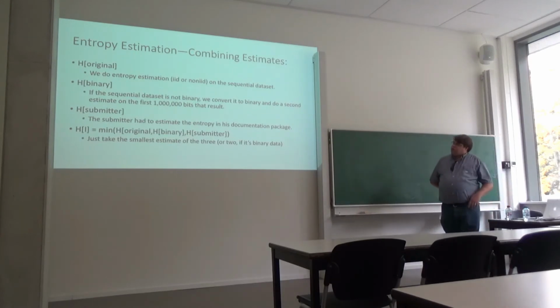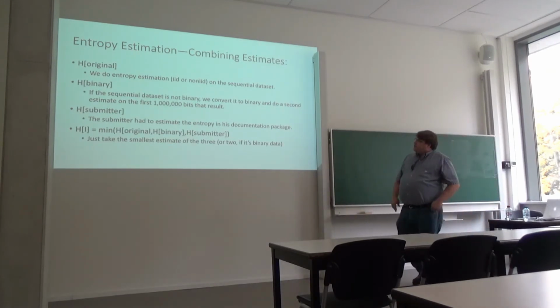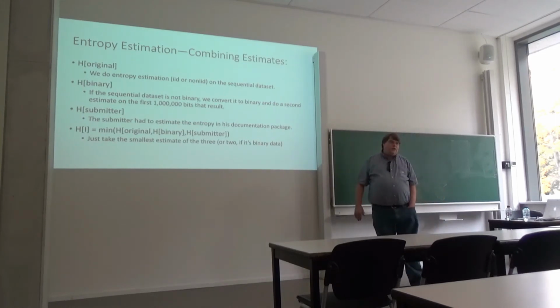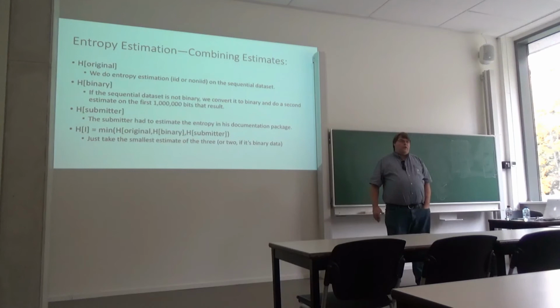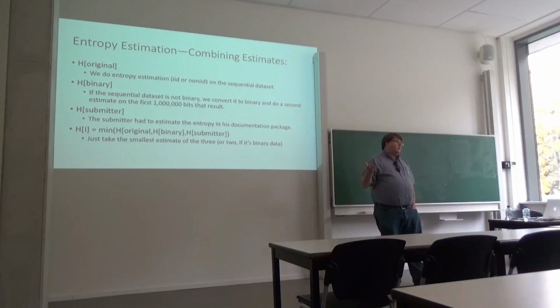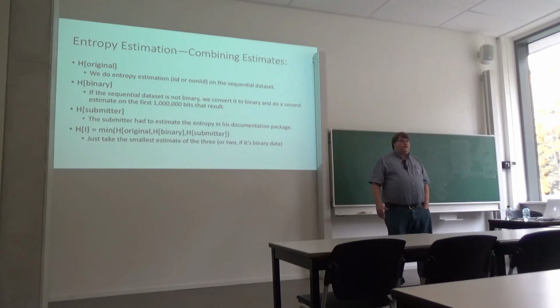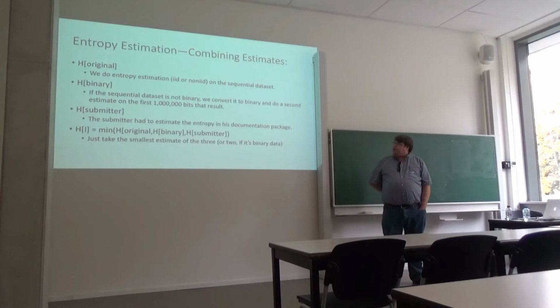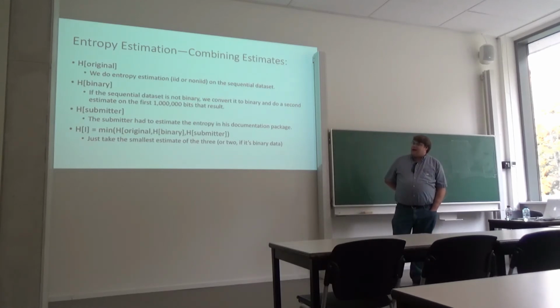So the process for entropy estimation here is we do this original entropy estimation on the sequence. We also, if the sequence of data is not binary, so if it's like 8-bit bytes or something, then we also break it down into bits and process the binary sequence and do an entropy estimation on that and make sure that doesn't give us a crazy answer. Okay? Because there are some particular patterns that might show up in the binary data that wouldn't show up when we saw these bigger pieces. And so we want to make sure that we check that. And so we get a binary estimate, we get an original estimate, we get an estimate that the submitter gives.